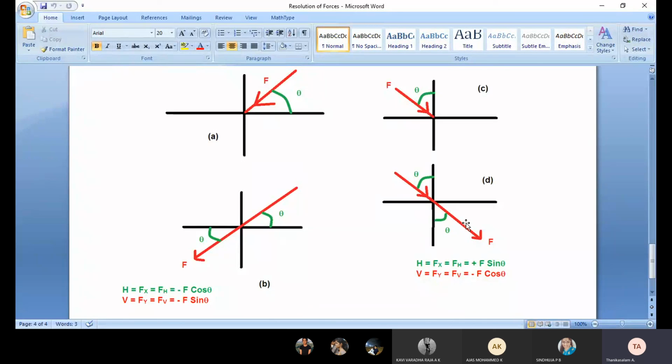Now tell me the x component and y component, Sindhuja. So for the x component, the angle is with the y axis, sir. So the x component will be Fx equals F sin theta. The x axis is positive. And then for the y component, the y axis is negative, so minus F cos theta.